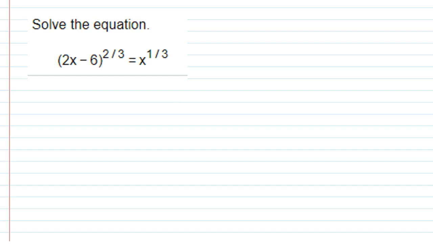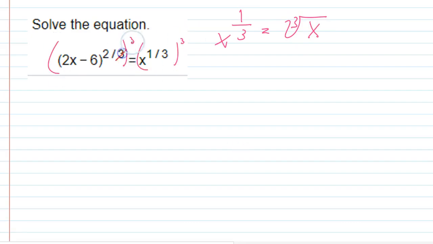Here we have a similar problem with a little twist. First, on both sides, we have an exponent of 1/3. So remember, a 1/3 power is the same thing as a cubed root. So what I need to do is cube both sides. When I cube both sides, the root and the cubes will cancel each other out. That leaves me with 2x minus 6 squared is equal to x.